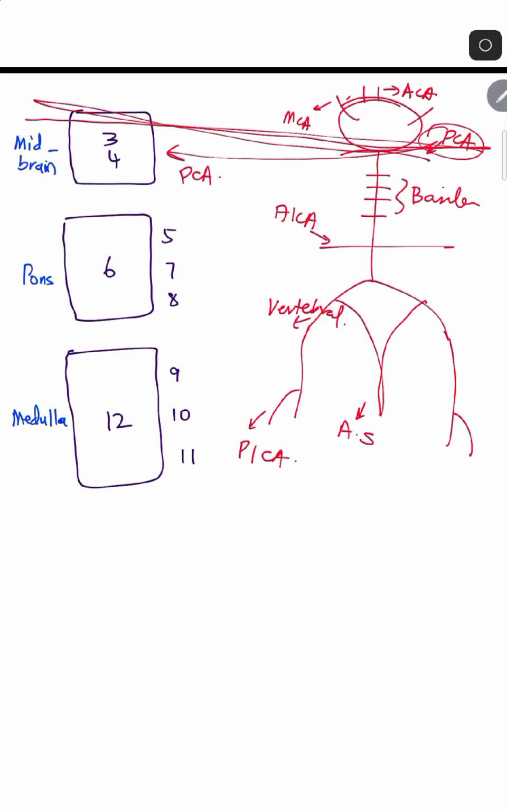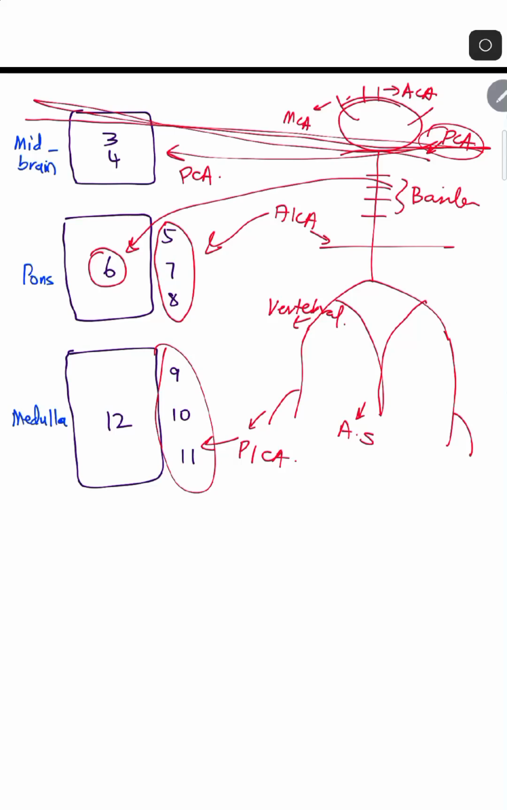And now we've got the pons and the medulla, which have a medial and a lateral side. The lateral sides of the pons and the medulla are going to be supplied by the AICA and the PICA respectively, so the anterior inferior cerebellar artery and the posterior inferior cerebellar artery. The medial side of the pons is going to be supplied by the basilar, and the medial side of the medulla is going to be supplied by the anterior spinal.